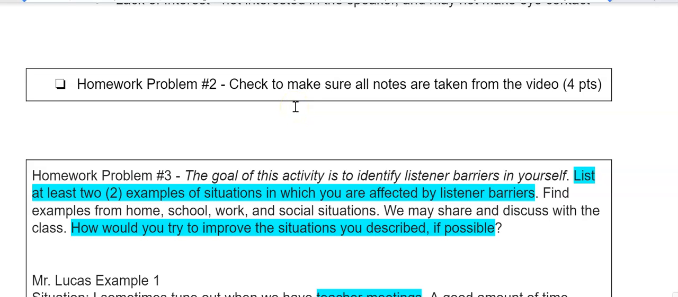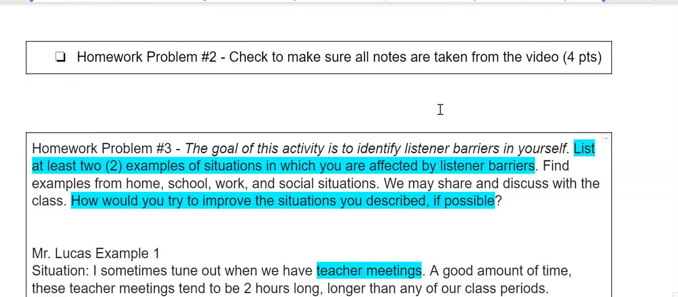So the goal of this activity is to identify listener barriers in yourself. I did one for myself so you guys can see the example. List at least 2 examples of the situations in which you are affected by listener barriers. Find examples from home, school, work, and social situations we may share and discuss with the class. How would you try to improve the situations you describe, if possible?